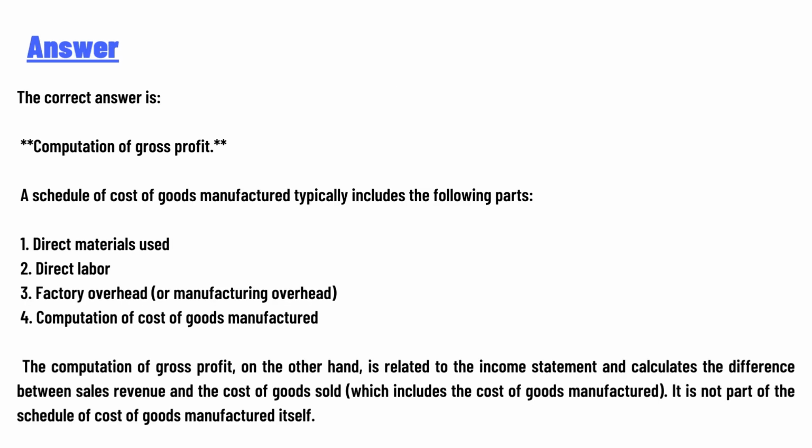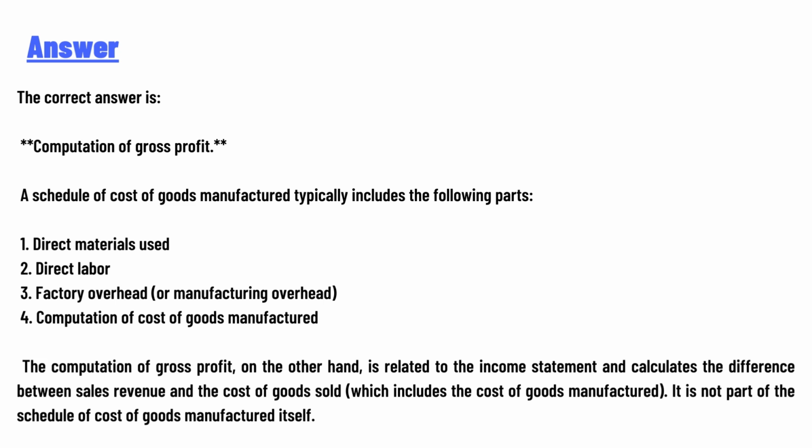And the answer to the question is: the correct answer is computation of gross profit. A schedule of cost of goods manufactured typically includes the following parts: first, direct materials used; second, direct labor; third, factory overhead; fourth, computation of cost of goods manufactured.